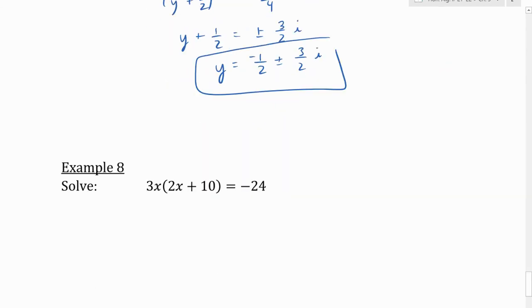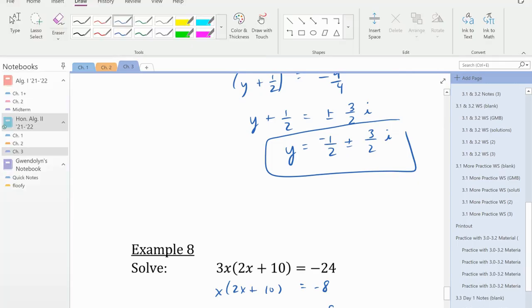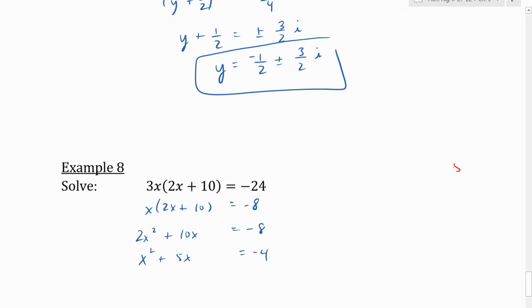All right, this one, I'm going to divide everything by 3 first. Or not everything, both sides by 3. So then 2x squared plus 10x is negative 8. I'm going to divide both sides by 2 now. And then I'm going to complete my square. Half of 5 is 5/2. Square it is 25/4. So this is an x plus 5/2 all squared. Common denominator. That's going to be positive 9/4.